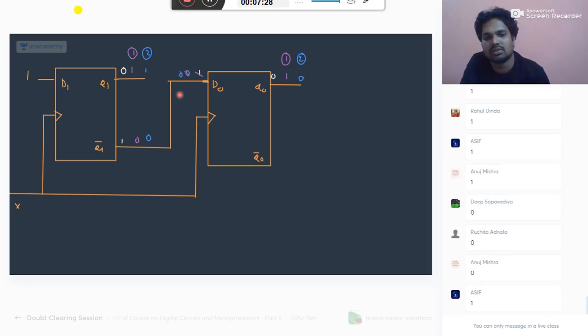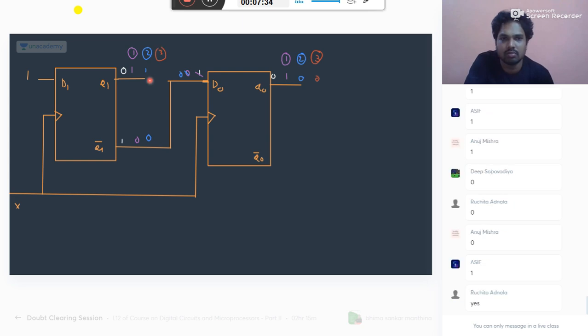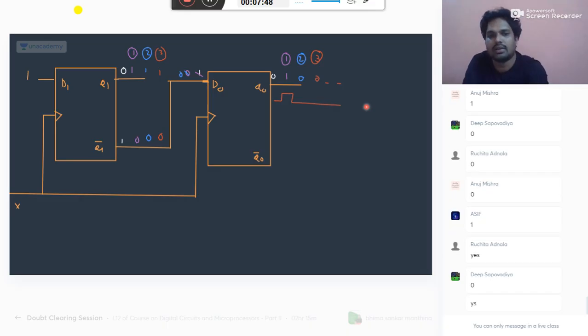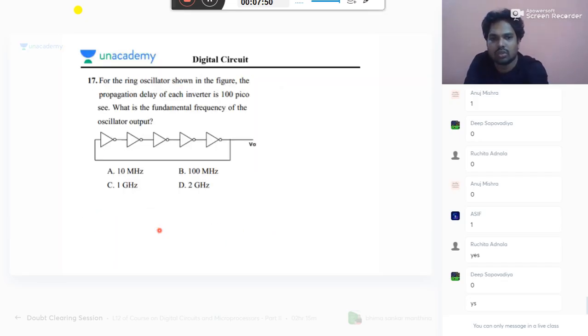Again, third clock pulse, same input. It will be the same. That is, first clock pulse you get 1, remaining all 0. Okay? Yes or no? Right. So let's move to the next question.